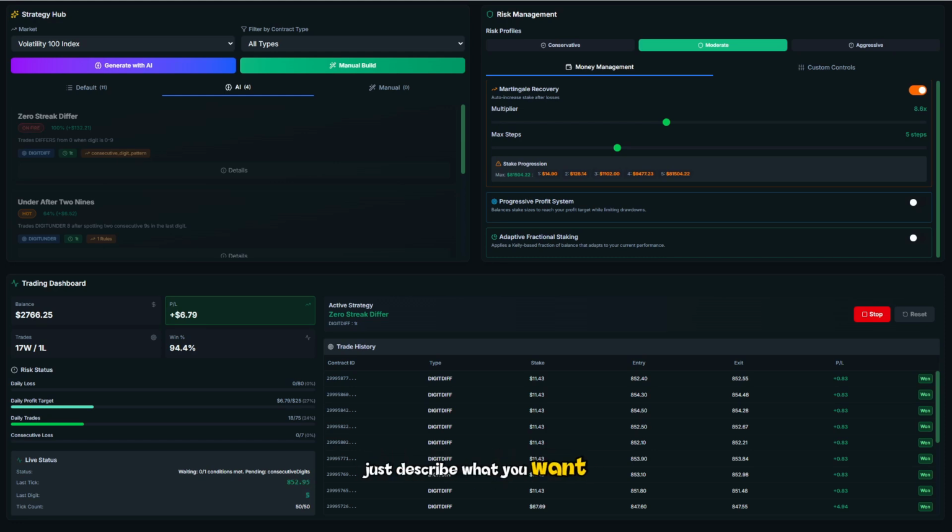Just describe what you want, and the AI builds it. Manual mode gives you complete control for custom strategies with advanced indicators and conditions. Advanced money management systems that you can customize to your risk level. Real-time dashboard with complete visibility into every trade and metric. Built-in risk management tools with daily limits and safety controls.